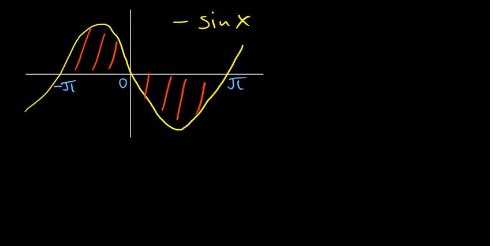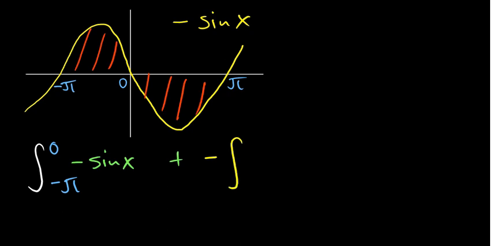So between, of course, negative pi and pi, we can divide this into two parts, the part between negative pi and 0 and then plus this other part. So we can say the area for the first part, the upper limit is 0 and the lower limit is negative pi, of the function negative sine x, and then plus the other region. Now since it's below the x-axis, we'd have to add a negative of the integral from 0 to pi of negative sine of x.